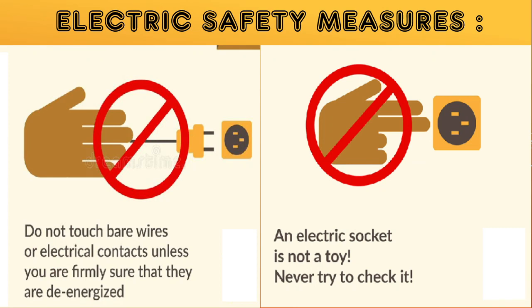Electricity can be very dangerous if you do not handle electrical devices carefully. Here are some of the electric safety measures. Do not touch bare wires or electrical contacts unless you are firmly sure that they are de-energized or unplugged. An electric circuit is not a toy. Never try to check it.